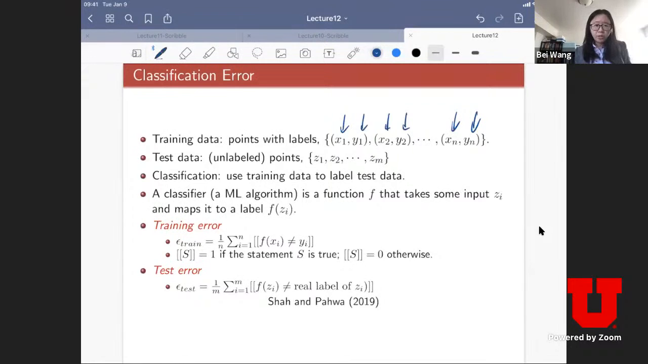So a classifier, which is a machine learning algorithm, is a function that takes the input, which is a test data, and maps it to a label. So this function f, the f of z, is basically the predicted label. And now the training error, which is epsilon train, is basically looking at how many instances where my predicted label is not equal to the actual label, right?